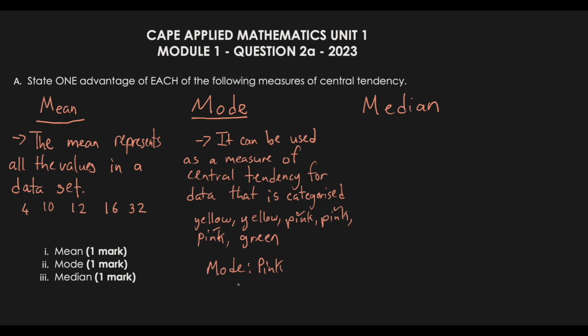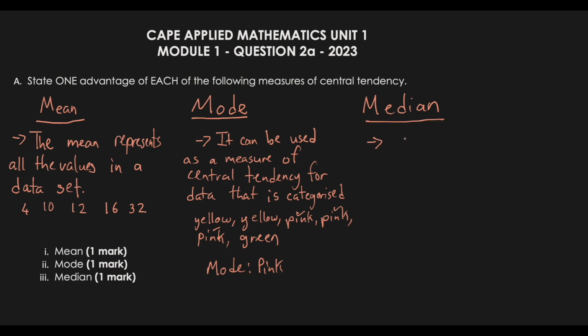So as you can see, the mode can be used for situations where the data is even qualitative and we're using words as opposed to quantities, as in values. So that's one advantage of the mode. It can be used to represent qualitative as well as categorized data to represent the central tendency, whereas the mean would not be able to do anything with these colors here.